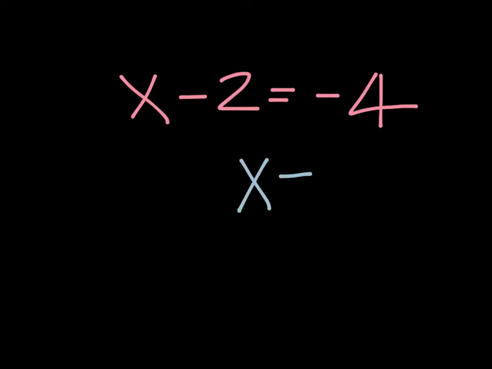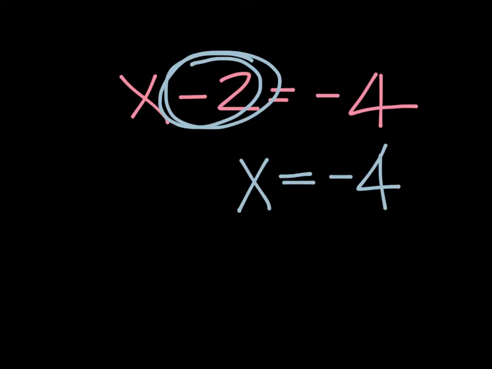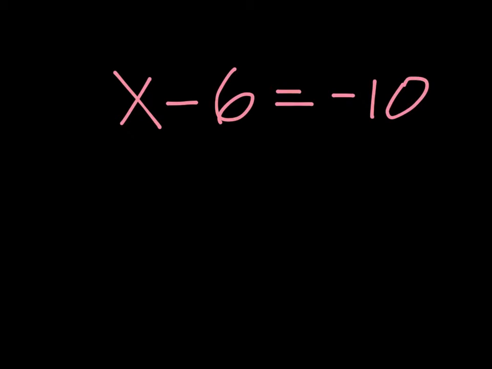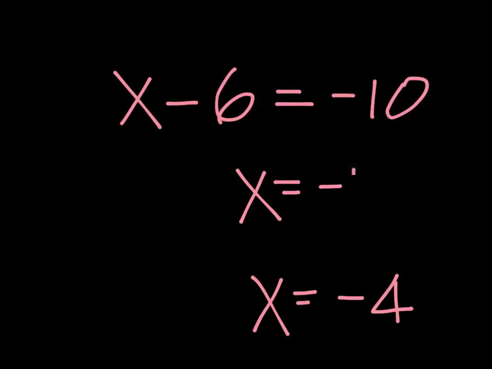Try this one. You're going to keep your x on the left and your negative 4 on the right, but you do the opposite of this, which is plus 2. Negative 4 plus 2 is negative 2. Here's one more just like that. Everybody had that one right, and the answer is negative 4. The work is negative 10 plus 6.